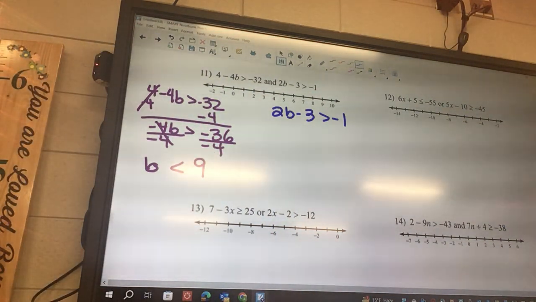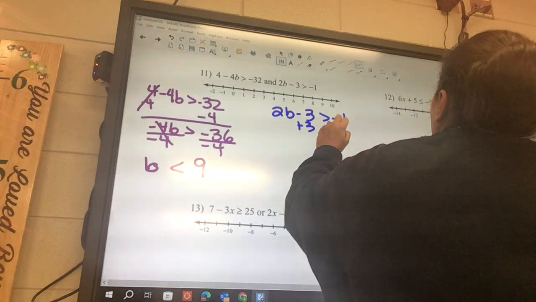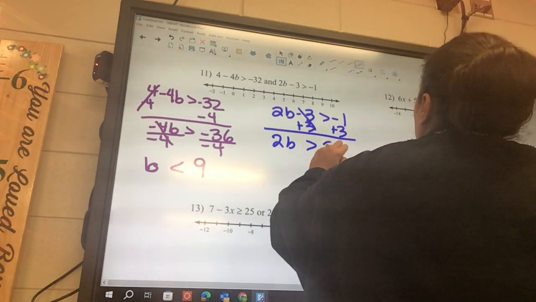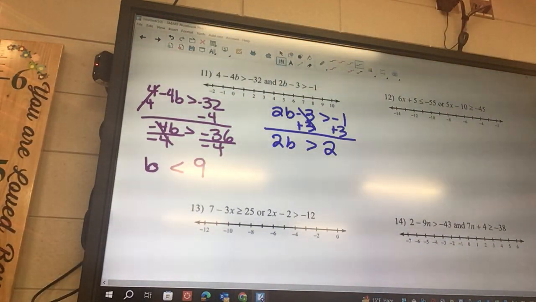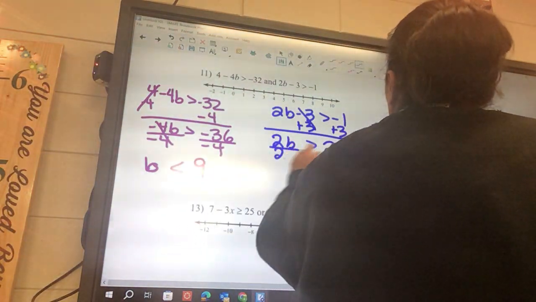Okay, the second one, who needs moved first? The negative 3, so we're going to say plus 3. So I get 2b and 2. Then what? Divide by 2. Do we need to flip? No.